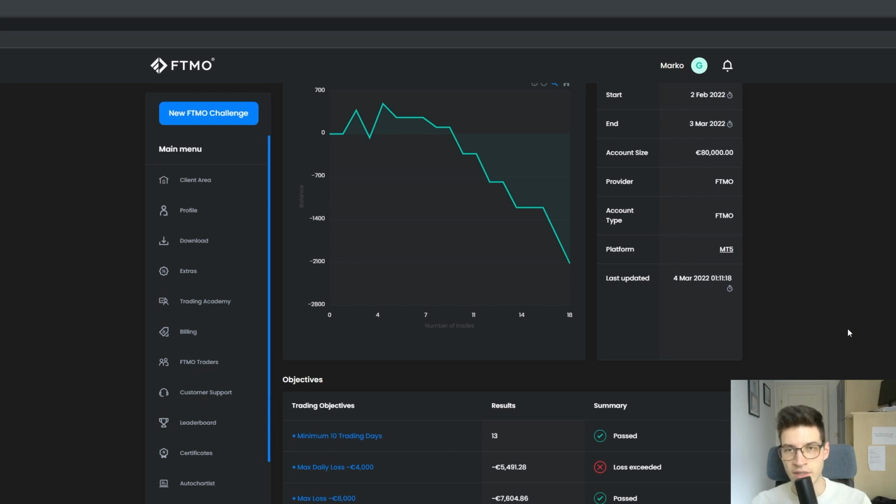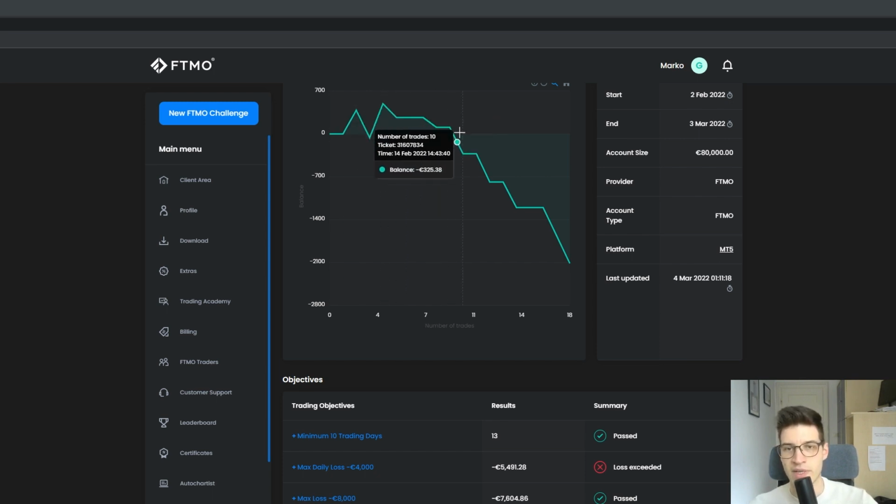Okay, so let's take a look at the trade metrics from the FTMO website. As you can see, I started on the 2nd of February, ended on the 3rd of March. I chose the 80,000 euros account size. And this is the equity curve. So at the beginning, I was actually in a little bit of profit and around break even. I also want to say I risked 0.5% of equity on each trade. So 0.5% risk of equity on every single trade.